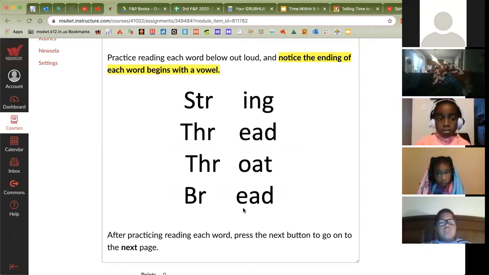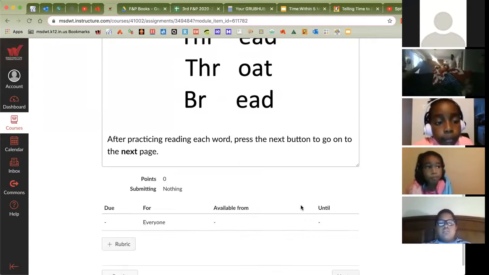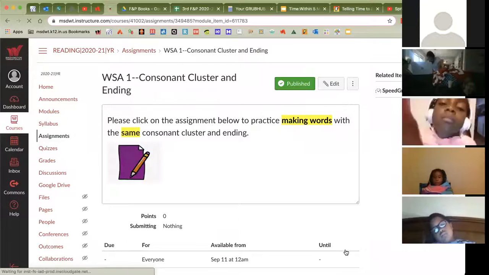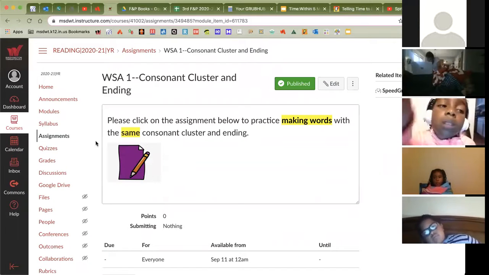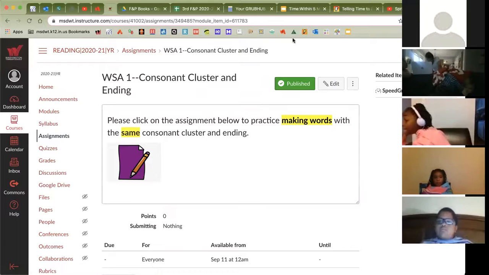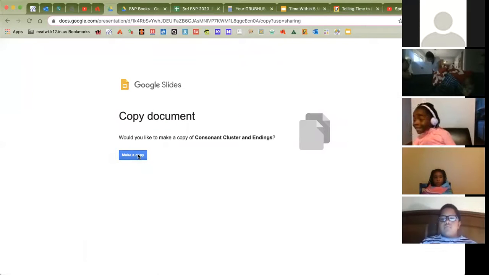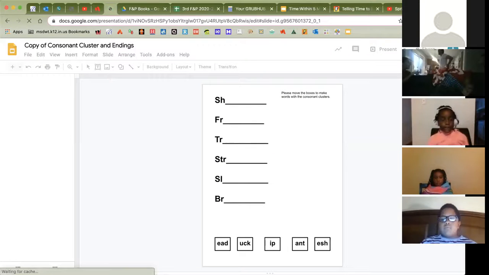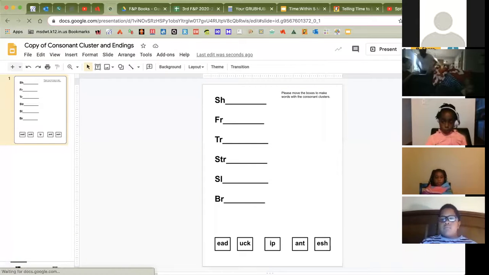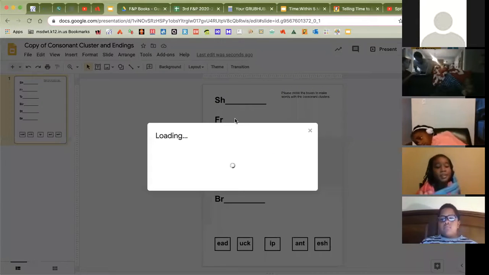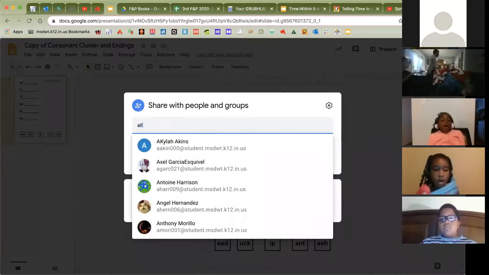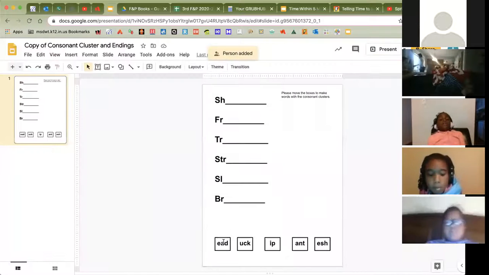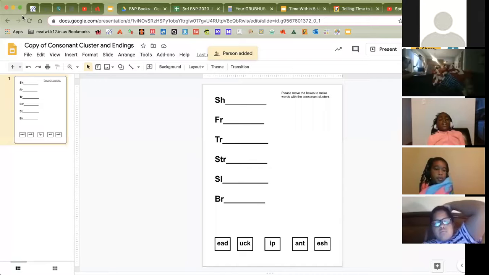What word work are we supposed to get on today? 3. Where it says word work lesson 3. And then you'll click next. All right, it says, please click on the assignment below to practice making words with the same consonant cluster ending. All right, so you'll click on the worksheet. You'll say, make a copy. Yep, so this one is similar to yesterday, but it's different. So you'll share it to me. And then you will drag these icons to make words, okay? And then we'll go back to Canvas.